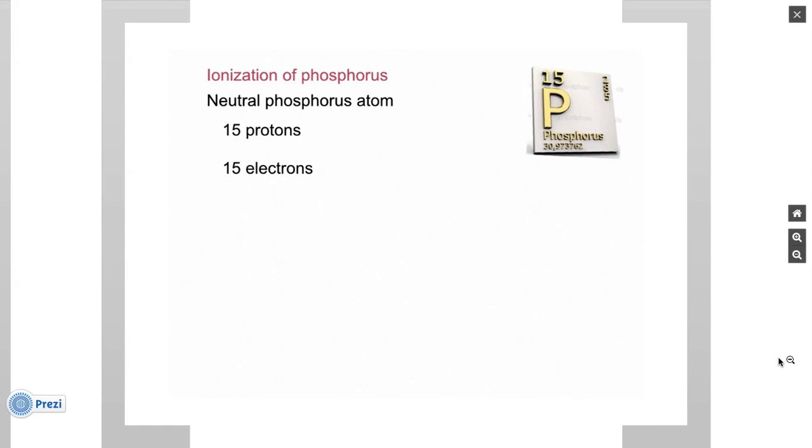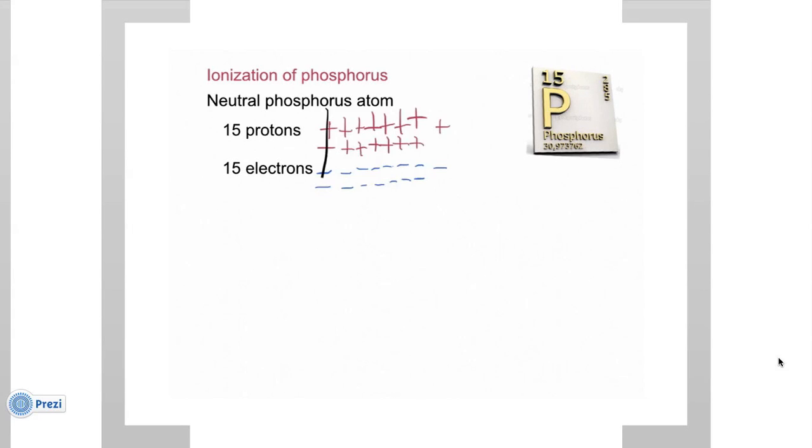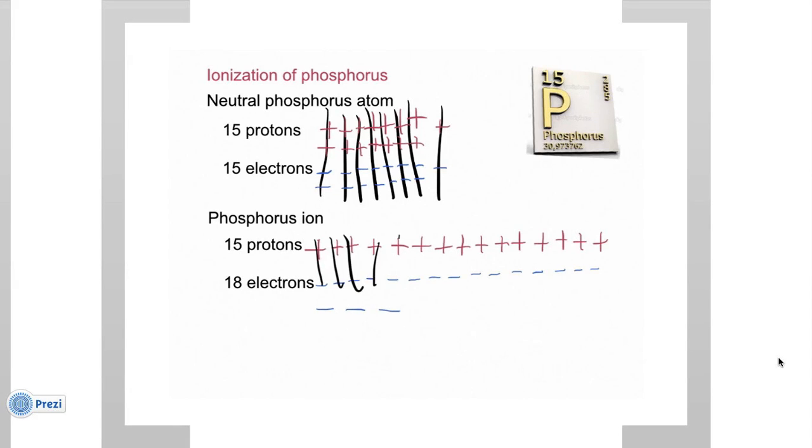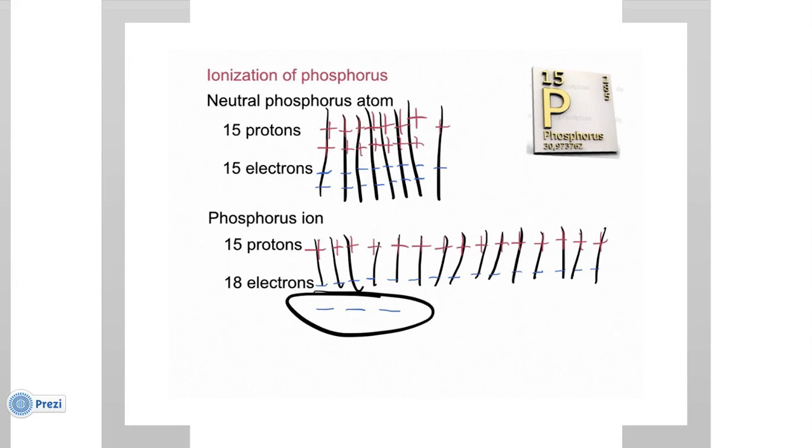Now, a neutral phosphorus atom has 15 protons and 15 electrons. And as usual, the positive and negative charges of the protons and electrons cancel each other out. Now, the phosphorus ion has 15 protons, but it has gained 3 electrons, so it has 18 electrons. So, when the positive and negative charges cancel out, it leaves us with 3 extra negative charges. So it has an overall charge of -3. Therefore, we write the phosphorus ion symbol as P3-.